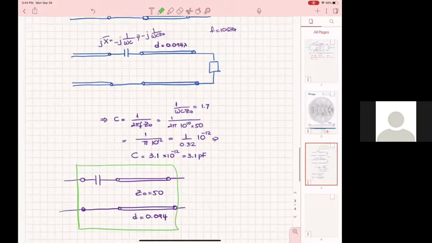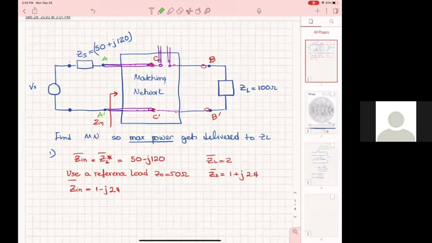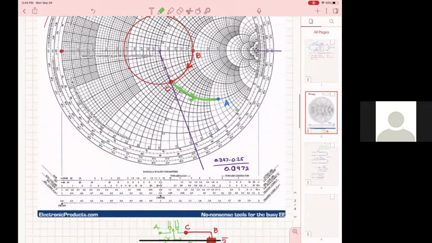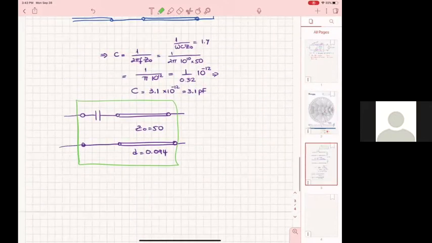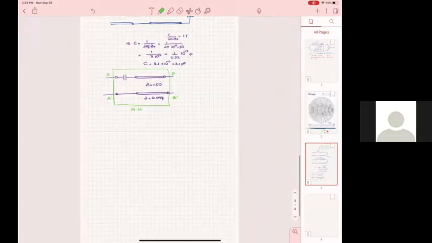Okay, so if I go on top and I see my AA prime is there, BB prime, so I put that in a square and I have my A prime here, B prime there, and that's my matching network. And now the next thing that I'm asking you is to find the ABCD matrix of that.